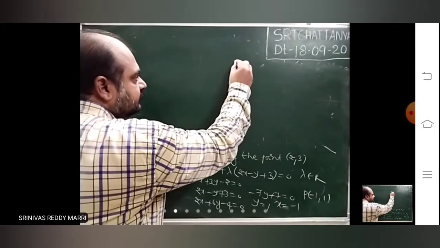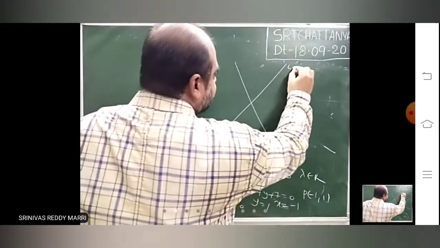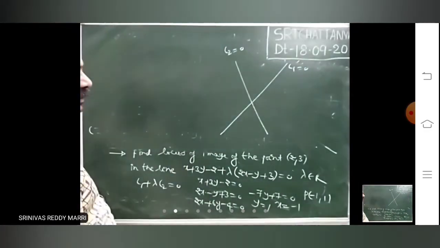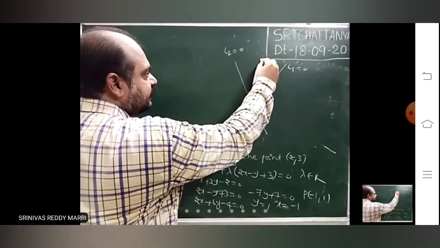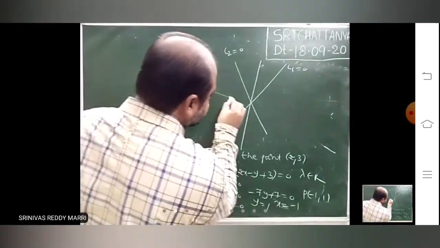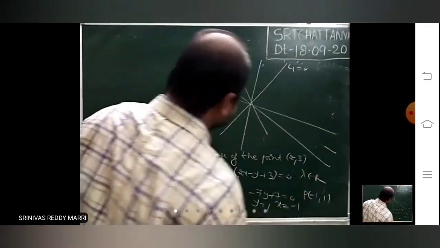So that means all the lines represented by them will be like this: L1 equal to 0, L2 equal to 0. All the lines represented will be like this, one line, like this one line. There will be a lot of lines.